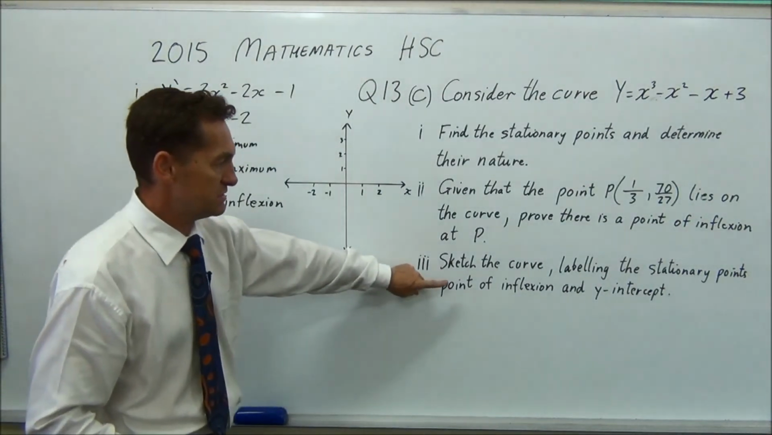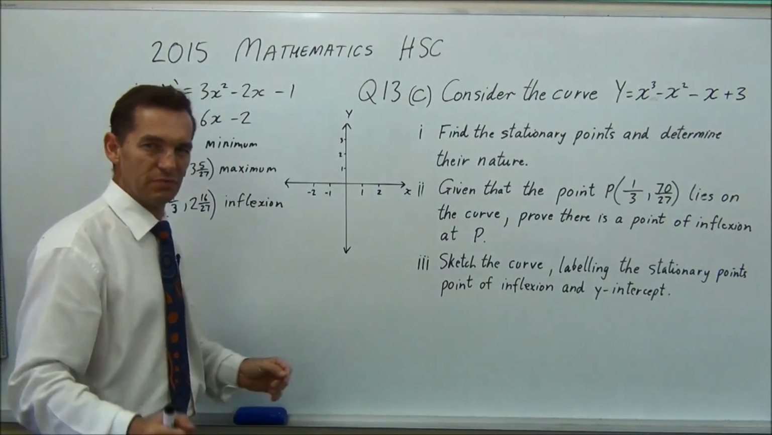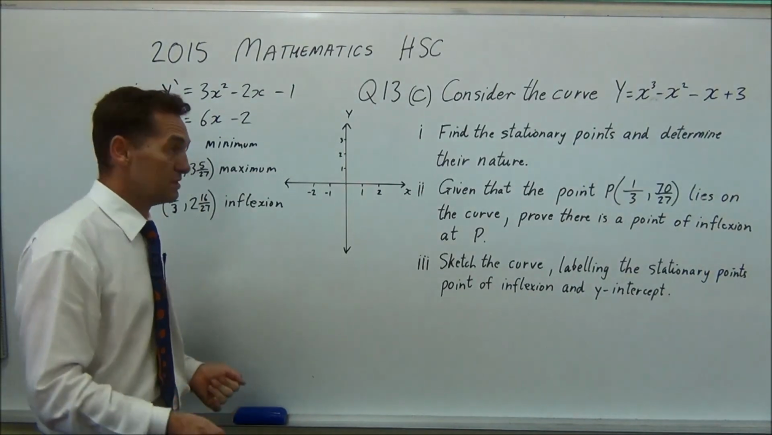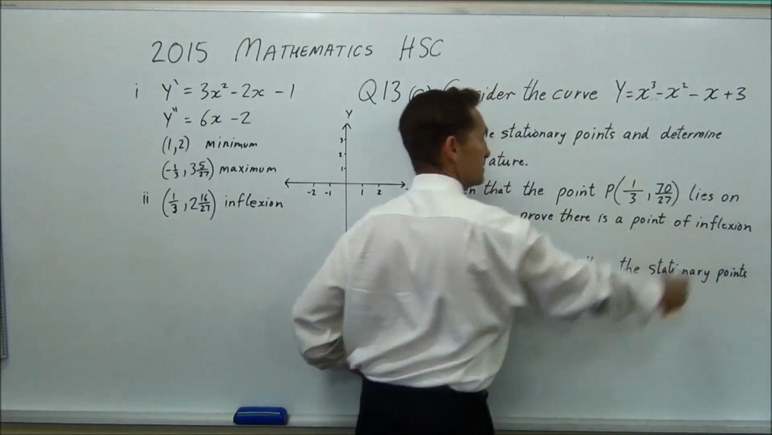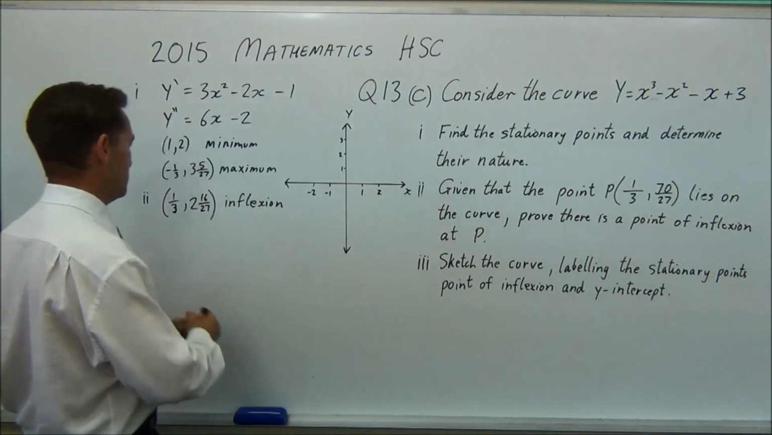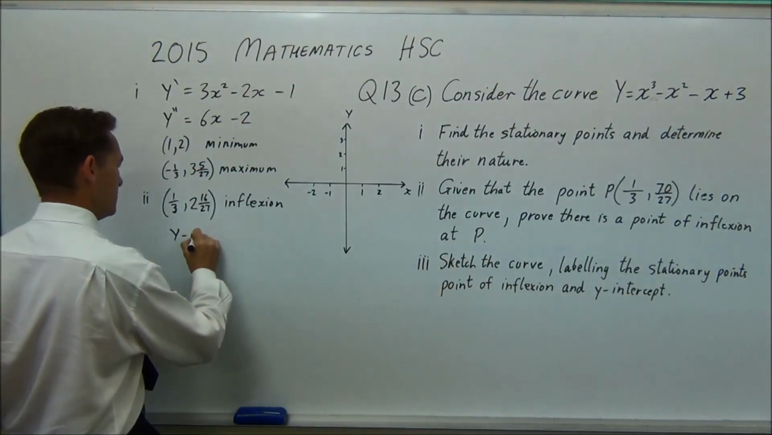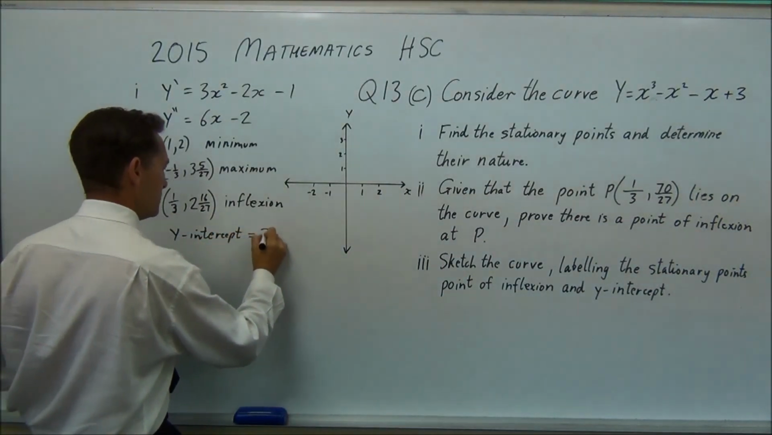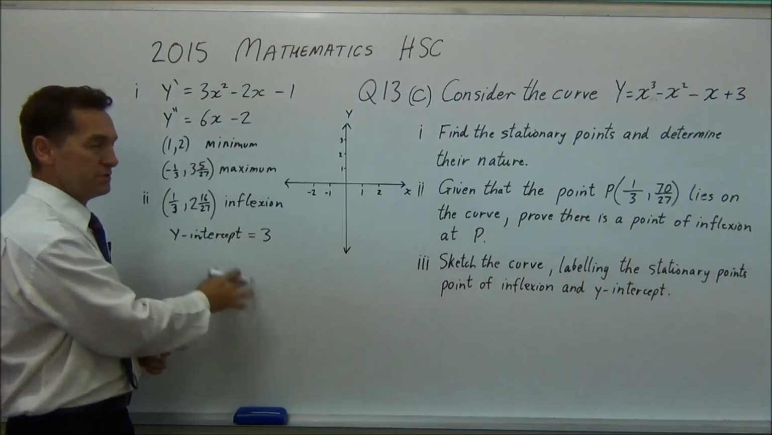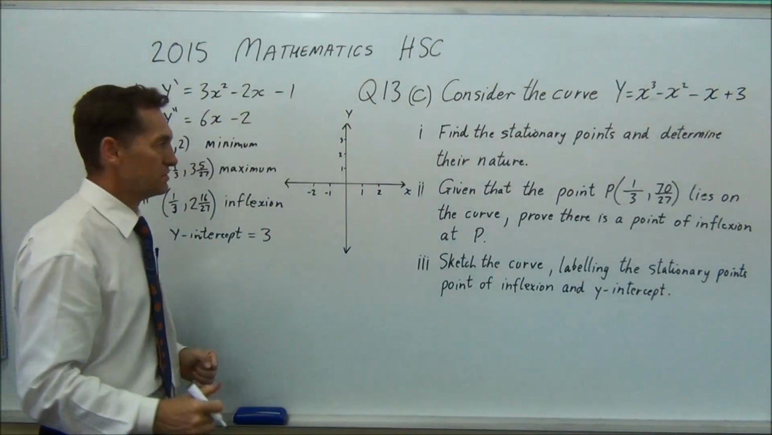You're given the majority of the points you need. The only other point you need, it says find the y-intercept. Well, how do you find the y-intercept? You put x equal to 0. So nothing, nothing, nothing. Guess what the y-intercept is? 3. So y-intercept equals 3. So now you have all the points to put on there and draw the graph.